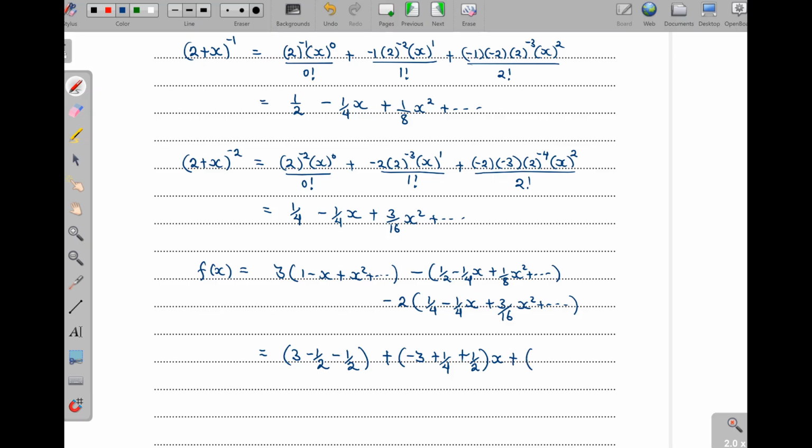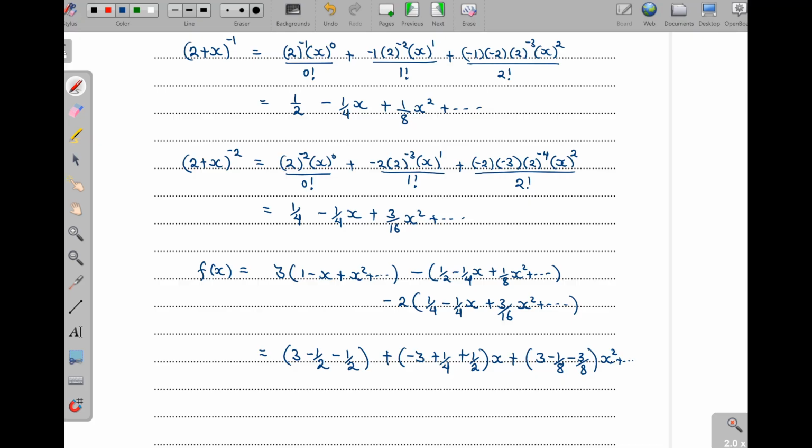Then we continue. 3, then times this for the x squared, so we shall have a 3, and then negative of this one, we shall have minus 1 over 8, then negative 2 times this 2 here will go in here 8 times, so it is negative 3 over 8, not so? Minus 3 over 8. All of these ones are terms of x squared.